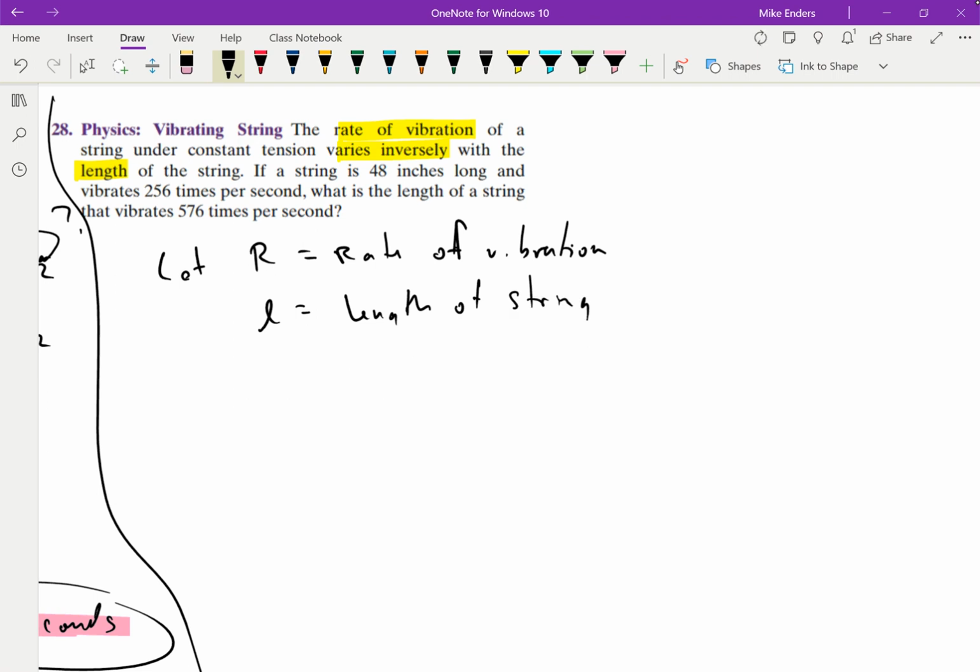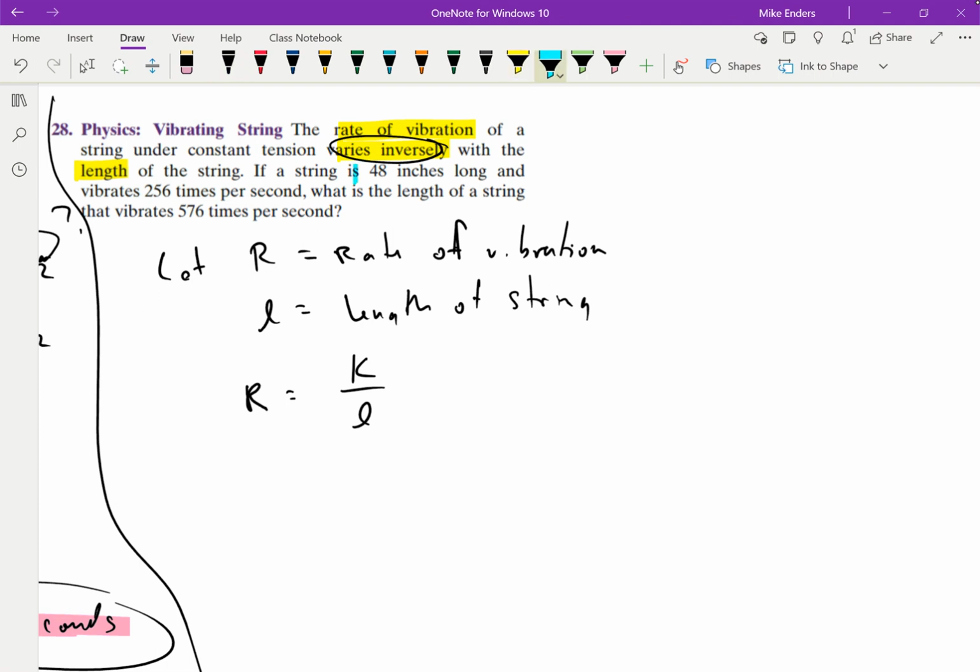So we got the length of the string. And since we know this varies inversely, we know that these are going to end up being a division. Let me make sure my R looks more like an R, not a K there. So my rate of vibration varies inversely with my length.